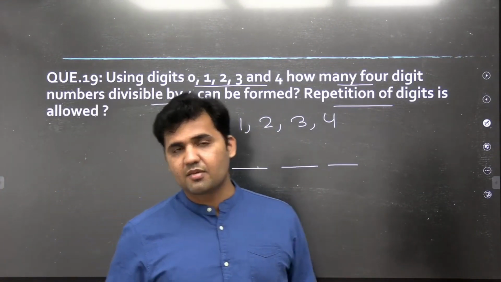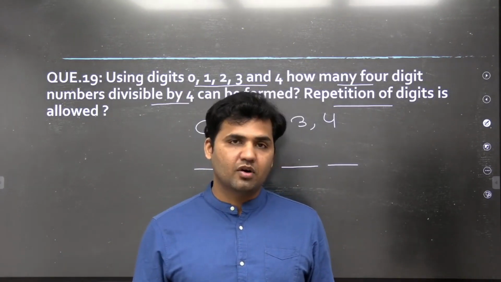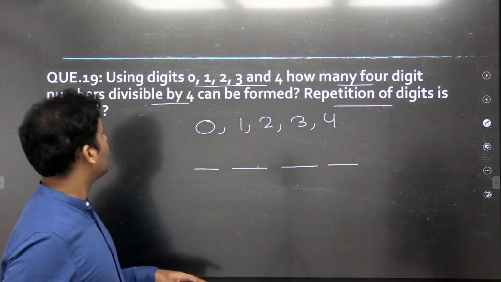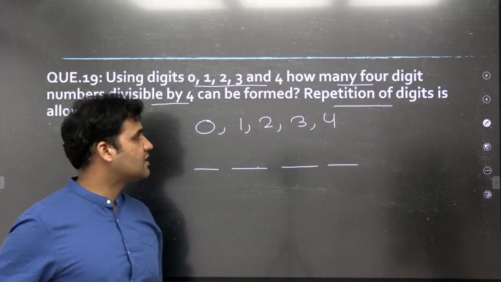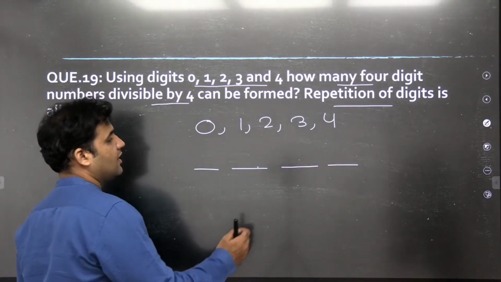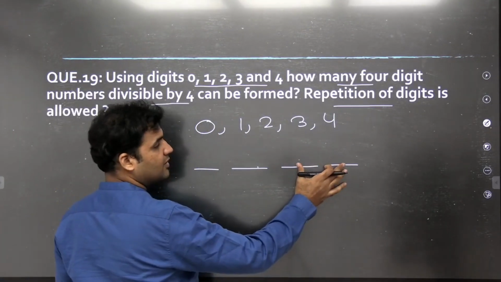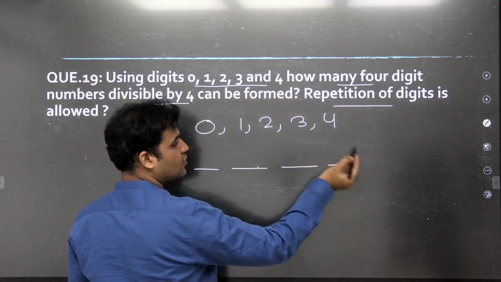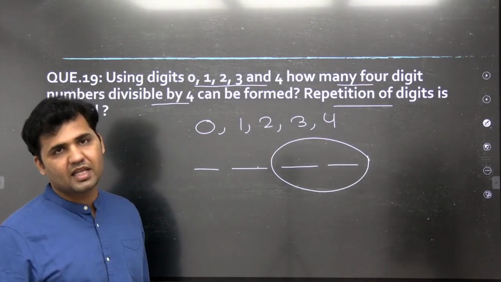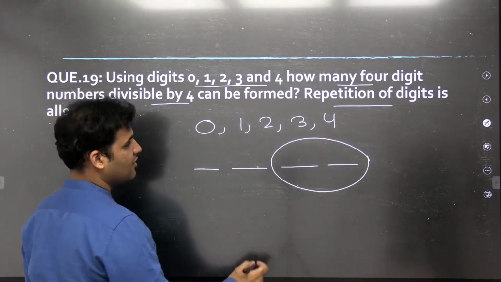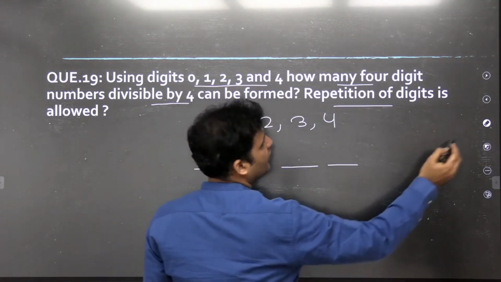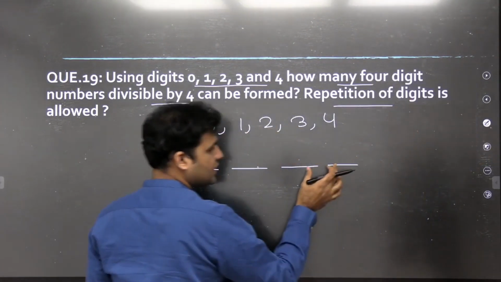This is what we have studied in the number system. A number is divisible by 4 when the last 2 digits are divisible by 4. Now you have to see, in this case the repetition of a digit is allowed. That means I can place 0, 0 also here. Now, what are the different possibilities for the last 2 digits to be a multiple of 4? Because if the last 2 digits are a multiple of 4, then the number will be a multiple of 4. So look for all the possible cases where you are placing the last 2 digits as a multiple of 4.